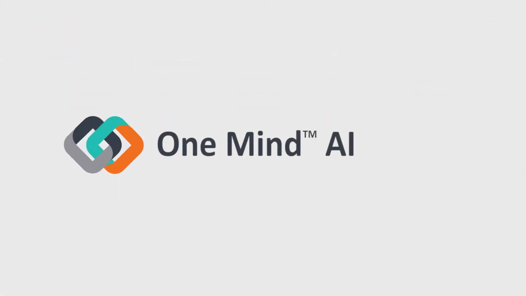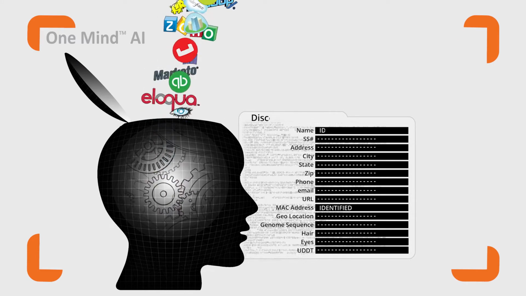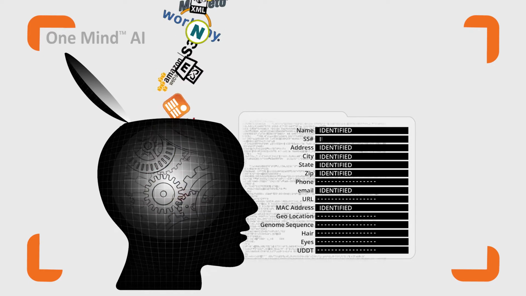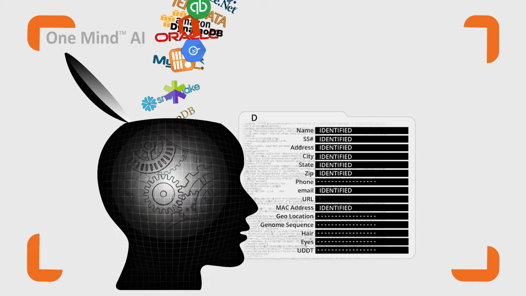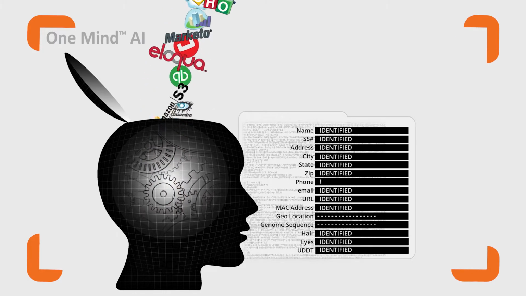With OneMind AI technology, Unifi automatically discovers and catalogs your data. OneMind identifies dozens of different data types, such as PII, and even user-defined data types, then automatically tags them so they can be discovered.